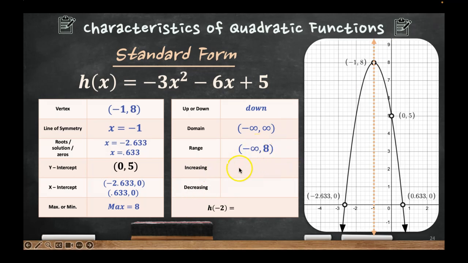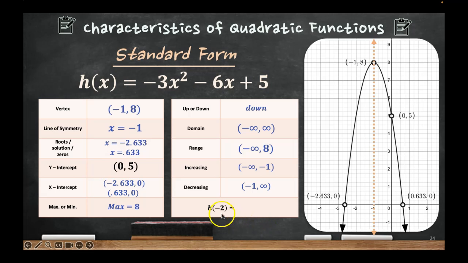Now for increasing. If you look at this graph, you read it from left to right like a book. So from left to right, this graph is going up. So my graph is going up from negative infinity to -1. You're solely looking at the x values when you're looking at increase or decrease. They're saying for what interval of x values is your function increasing? That's from negative infinity to -1. And then it starts to decrease after you get to -1. So from -1 to positive infinity is decreasing.